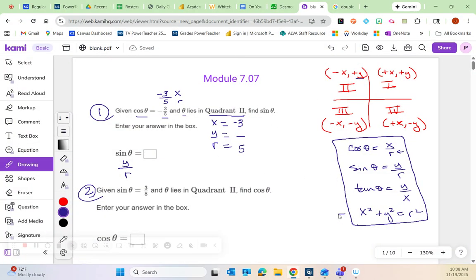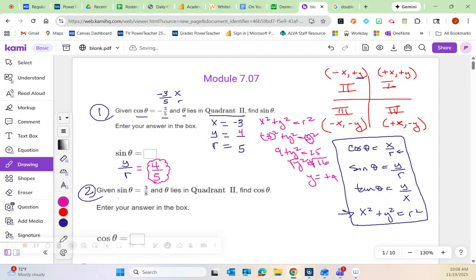So I'm just going to use this formula, find out what my y is, make sure that it's positive, and then go from there. So I'm going to do x squared plus y squared equals r squared. That's going to be negative 3 squared plus y squared equals 5 squared. That's going to be 9 plus y squared equals 25. Y squared equals 16. Take the square root of both sides. We know y has to be positive, so we make sure that y comes out to be positive 4. So we know our y is 4. We're looking for sine, which is y over r, so that's going to be 4 over 5. If this fraction could reduce, then you would reduce it.